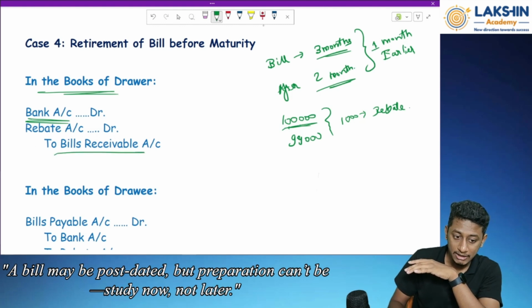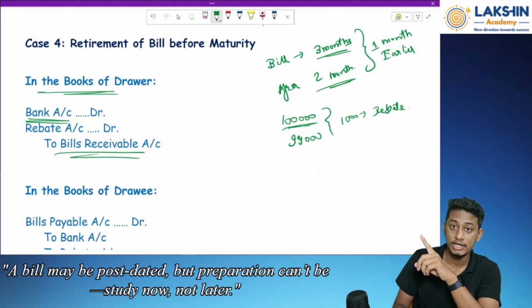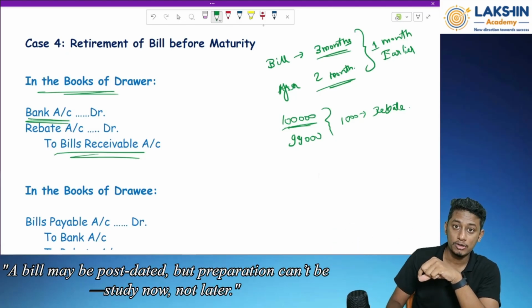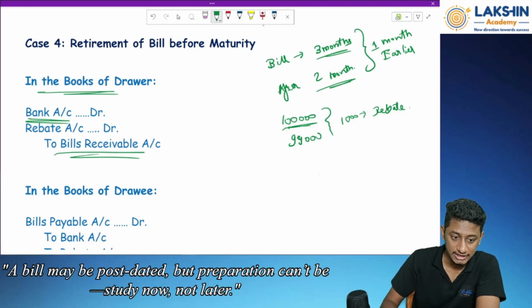Bills receivable account will be credited. Why? Because what am I doing over here? I am cancelling the old bill. I am cancelling the old bill because it is invalid now. So let us take some amounts. So 1 lakh rupees was the bill value. He is making me the payment of rupees 99,000.